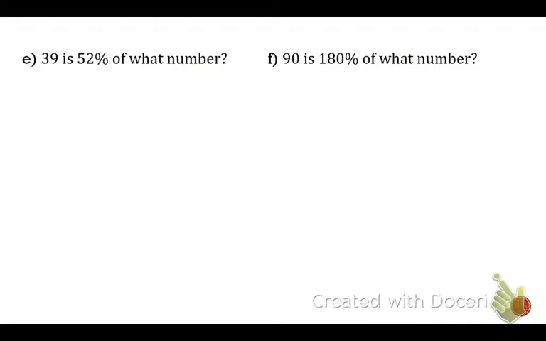All right, Halen, help me with the next one. 39 is 52% of what number? So you underline 39 is, and you circle 52%, and you underline of. And you want me to do it? Go ahead and keep going.